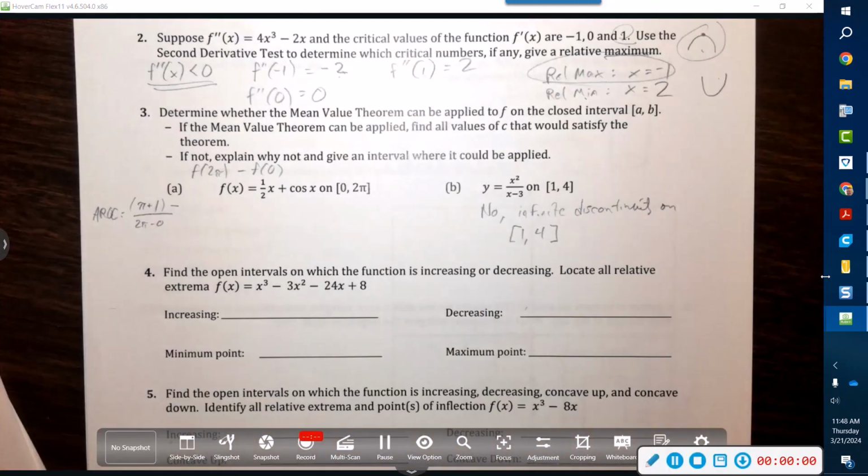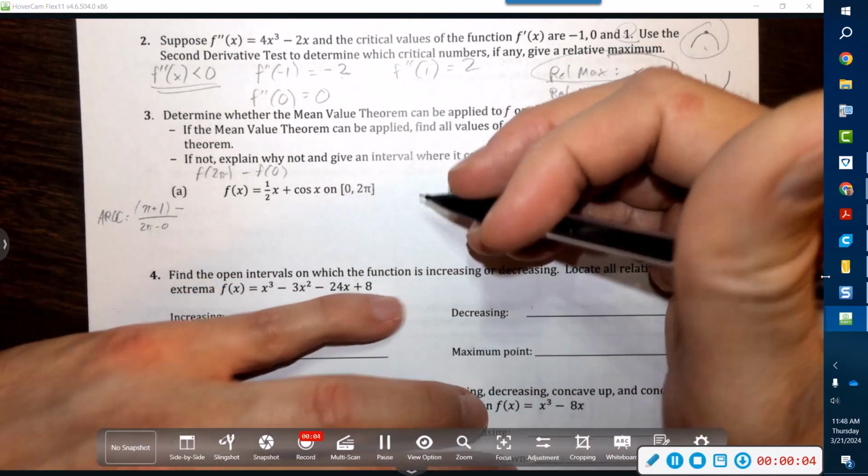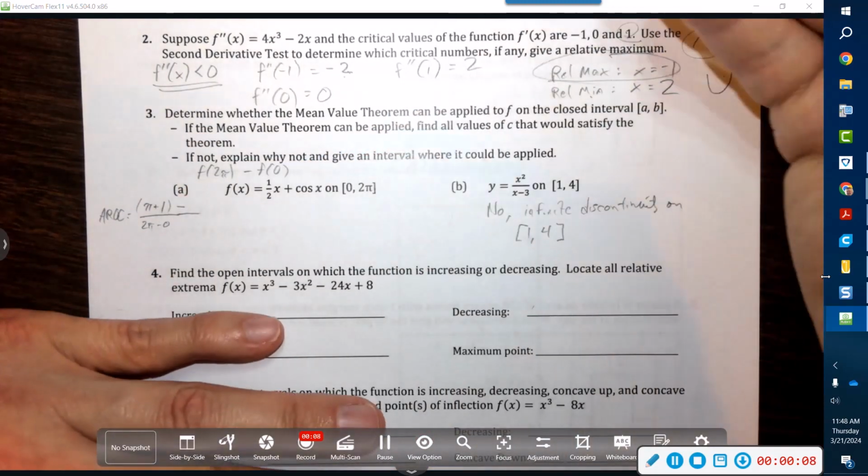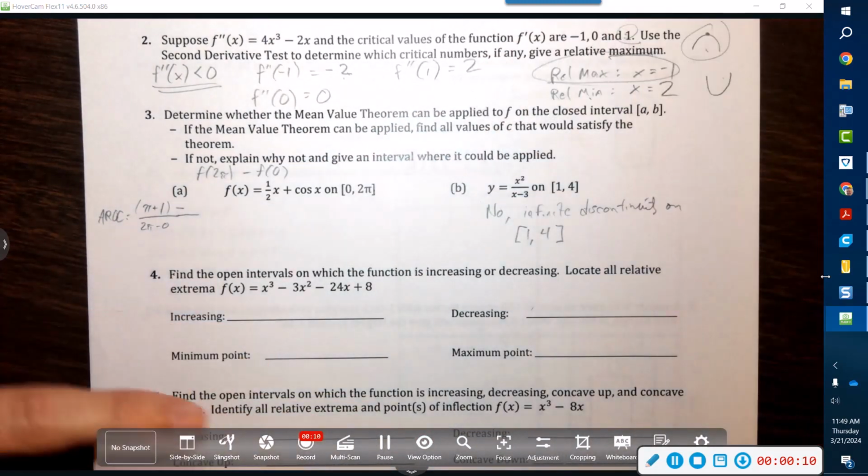Okay, and then okay, we are having issues with my hover cam, so man, I hope I can get these done.